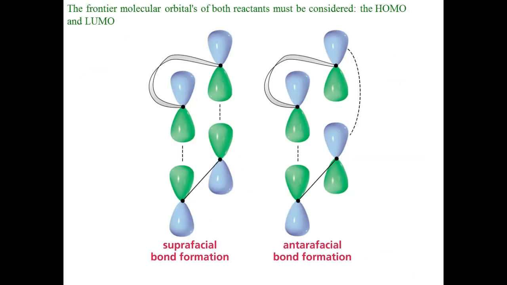And then the frontier molecular orbitals of both reactants must be considered, the HOMO and LUMO positions. Here the suprafacial bond formation, the color change, just like that you see, here is connectivity and here is connectivity, and then the antarafacial molecule is like that, changing these reactions, right?